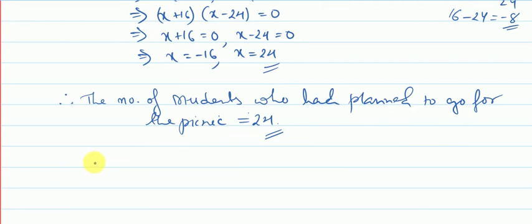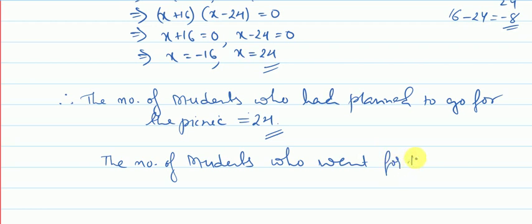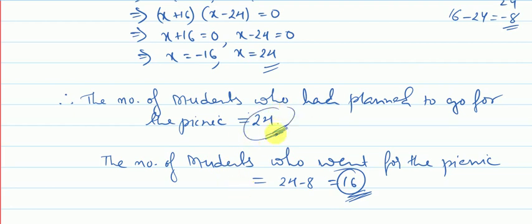So the number of students who went for the picnic is equal to 24 minus 8, that means 16 of them went for the picnic. In the book I think the answer is given as 24. That is not correct, because the question is asking how many of them went. So only 16 of them went, because 24 of them had planned, but out of that 8 of them refused. So this question is done.